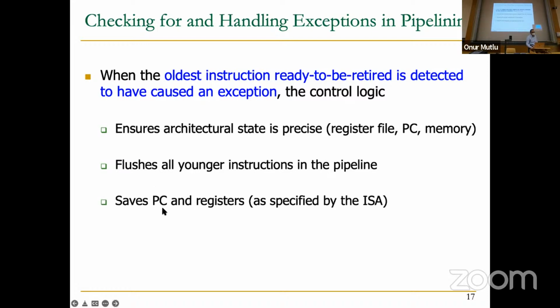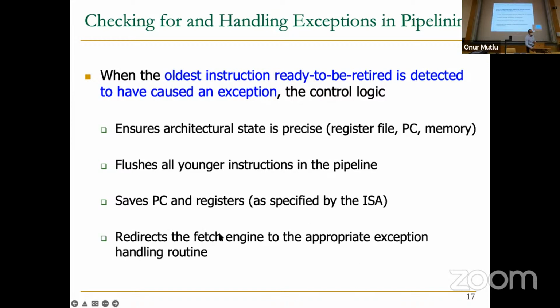And then you save the program counter of this instruction and the registers as specified by the ISA to some location in memory so that you can reload them back. This is called the context of the program or context of the thread. You save it so that you can reload it when you restart this program. And finally, the pipeline controller, this control logic that I mentioned, redirects the fetch engine to the appropriate exception handling routine. So if the exception happened because of an overflow, it has a code. The code says this is an overflow exception, and this code is associated with the program counter of an exception handling routine.